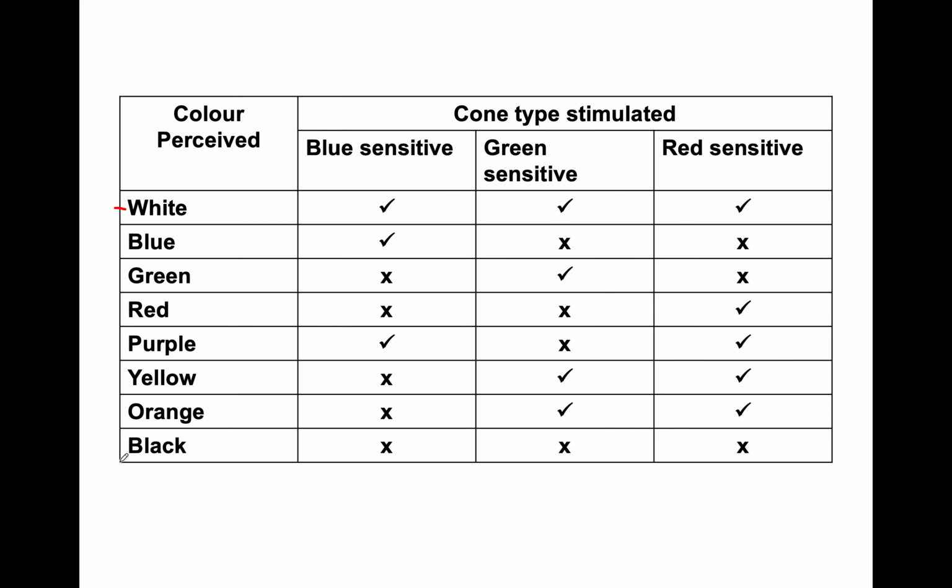Black, at the other end of the table, is the absence of light. So the blue sensitive, green sensitive and red sensitive cones are not stimulated, and therefore no colour is produced, and that is perceived as black. Everything in between is a result of the degree of stimulation of each type of cone.